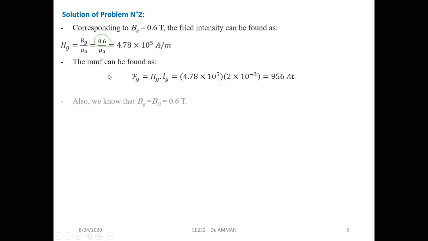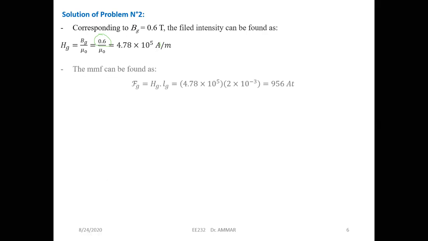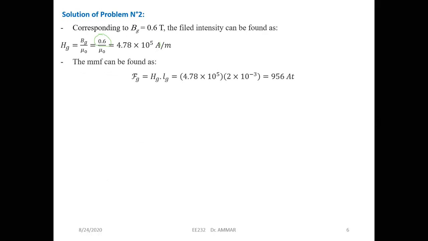Then, the MMF of the air gap. So here we are looking for the total MMF. We have to find the MMF of each piece of this magnetic circuit. We have L2 and L1 and the air gap. We have three different parts. We need to find the MMF of each part. So the first MMF, of the air gap, equals Hg, which is the field intensity of the air gap, times the length of this air gap.